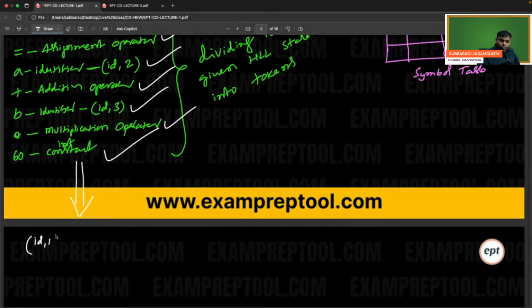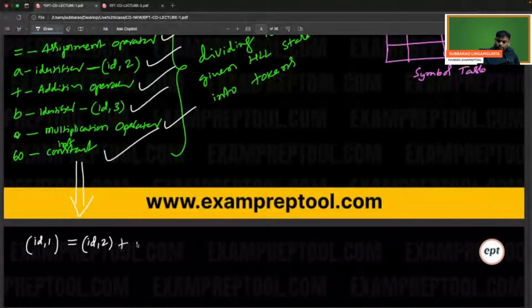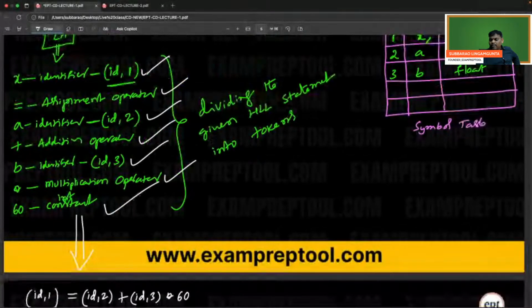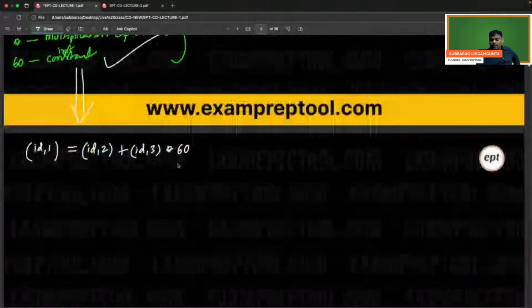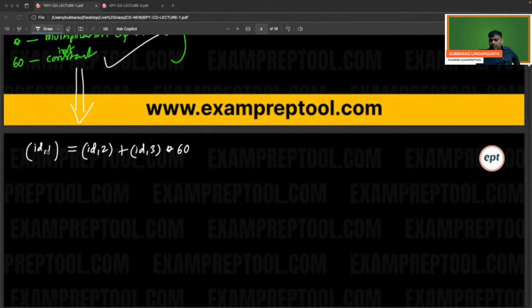ID1 is equal to ID2 plus ID3 star 60. So remember, the lexical analyzer's input is a high level language statement and its output is a token string. Try to understand, everyone: the output is a token string.